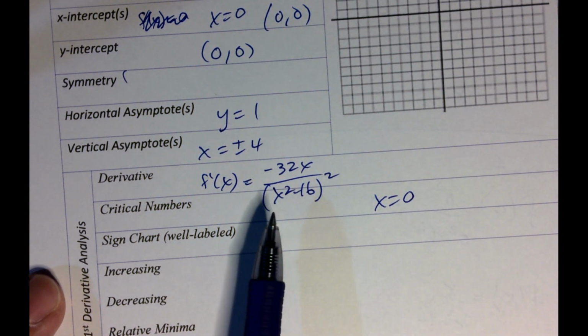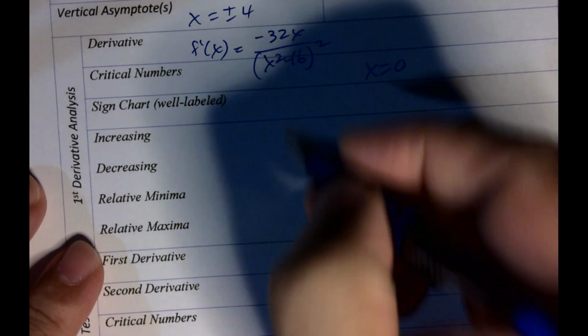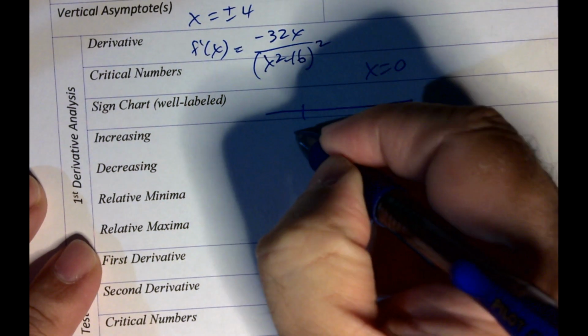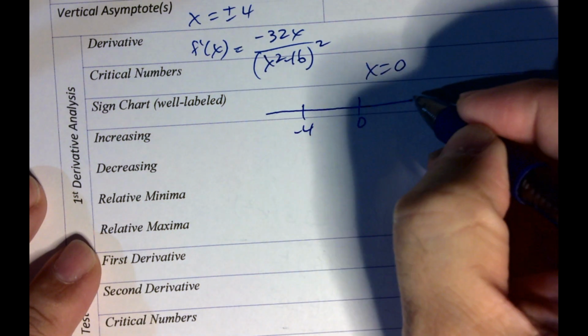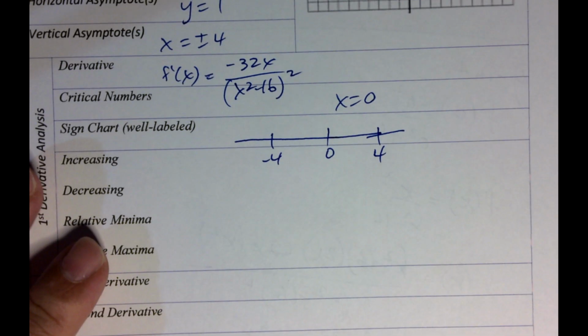The denominator is undefined at x equals plus or minus 4, but that's not in the domain. So plus or minus 4 are not critical numbers. However, when we make a sign chart, we have to use those points of discontinuity in our sign chart. Okay.